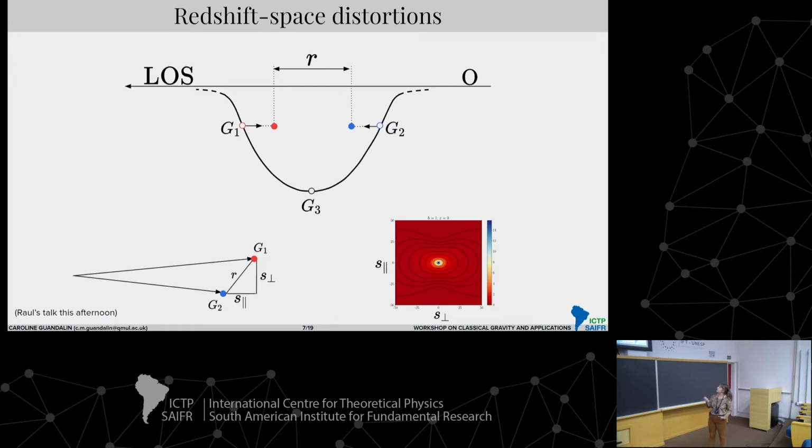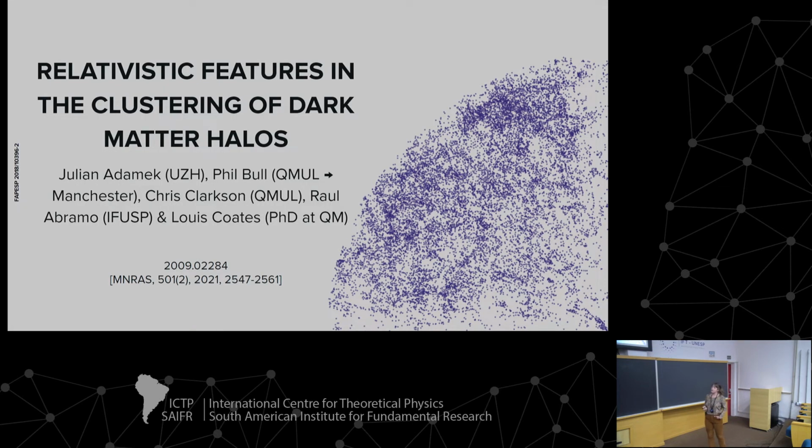One thing that I would like to call your attention to is that this is symmetric along the line of sight. So if you look this way, it's going to be exactly the same picture. It is completely symmetric when you look at the parallel direction. So this brings me to the distortions that I studied in my PhD, which are these relativistic features in the clustering of dark matter halos.